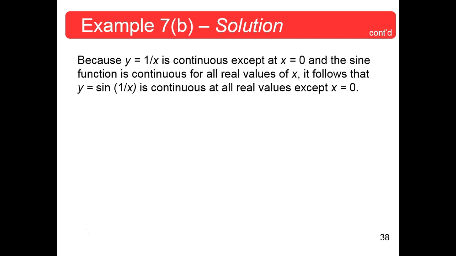Okay, because y is equal to f of x is continuous except x equals 0, and the sine function is continuous everywhere. It follows that y is equal to sine of 1 over x is continuous for all real values except x equals 0, and that's exactly what we said.